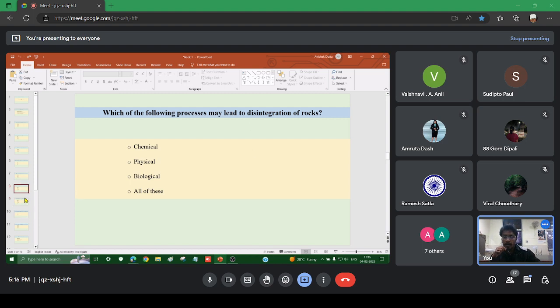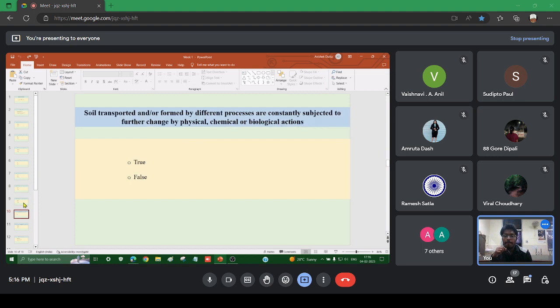I'll go to the next question. Soil transported and or formed by different processes are constantly subjected to further change by physical, chemical or biological actions. Write this question very carefully. I'll repeat the question. Soil transported and or formed by different processes are constantly subjected to further change by physical, chemical or biological actions. You have to state the statement is true or false.